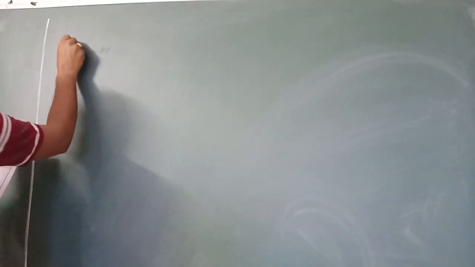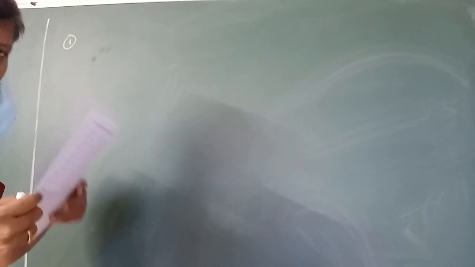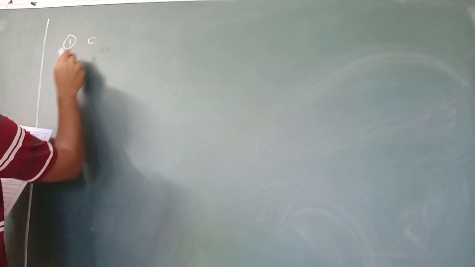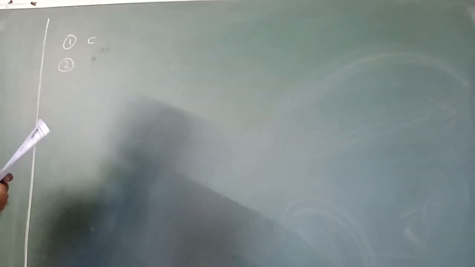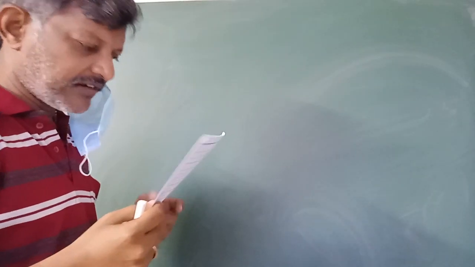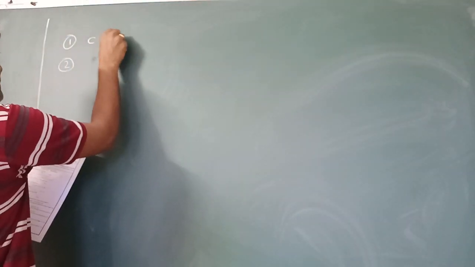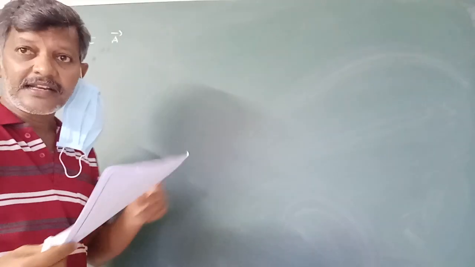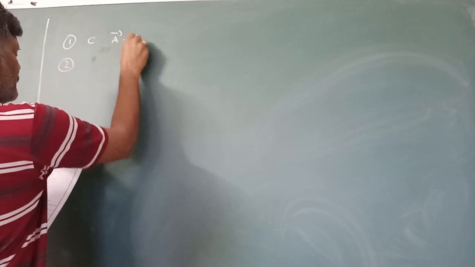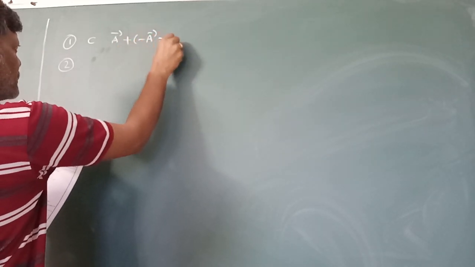First question: if we add two vectors of equal magnitude and opposite in direction, we get a zero vector. Suppose a bar is a vector and the other vector has magnitude equal to the magnitude of a bar but opposite, meaning minus a bar. Then a bar plus minus a bar is equal to 0 bar. So the 0 vector, option C.